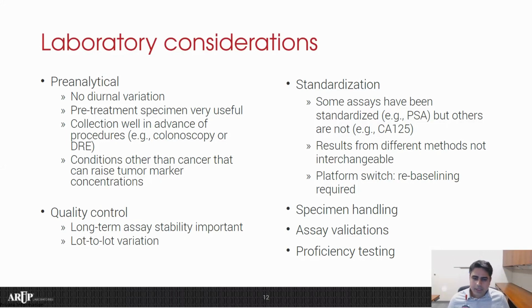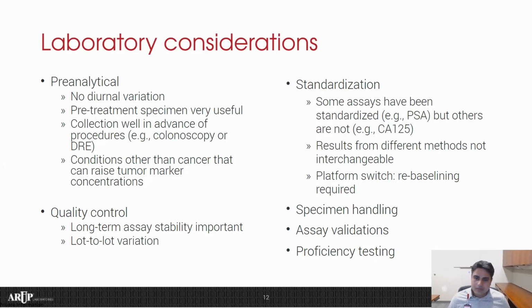And the last pre-analytical consideration is conditions other than cancer that can raise tumor marker concentrations. So a couple of examples here are menstruating females. In that demographic, CA125 might be falsely elevated during the time of menstruation. And another example is prostate-specific antigen. If individuals with a prostate have a urinary tract infection, the levels of PSA might be falsely elevated in the absence of cancer. So these are some of the pre-analytical considerations that laboratorians should be aware of.